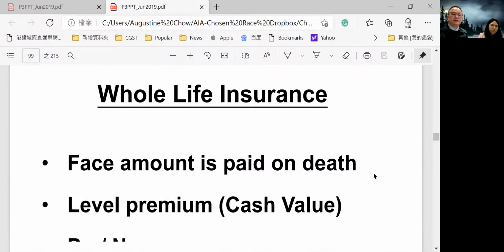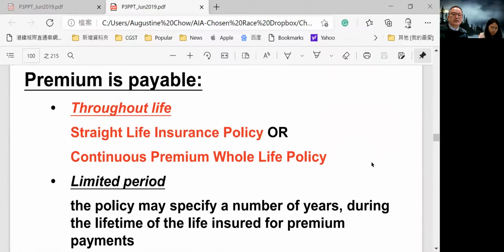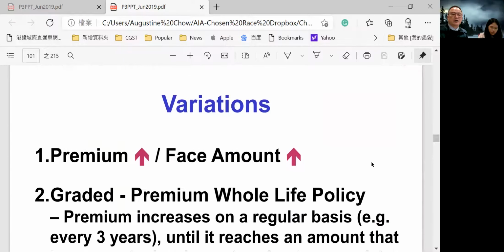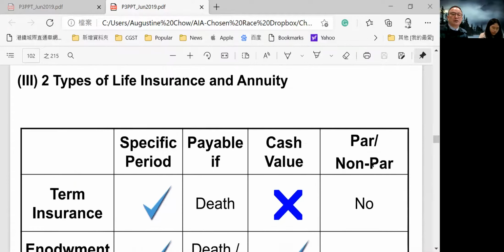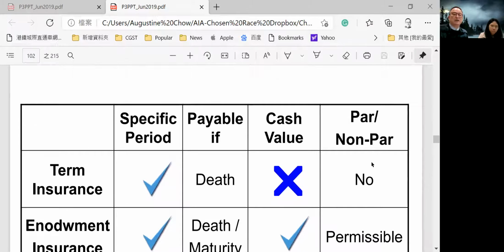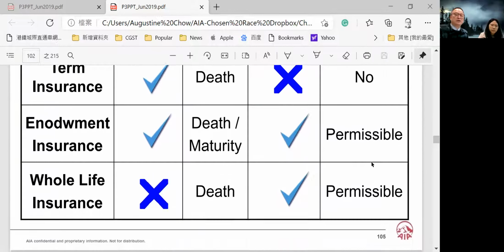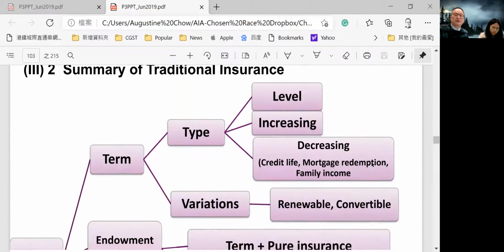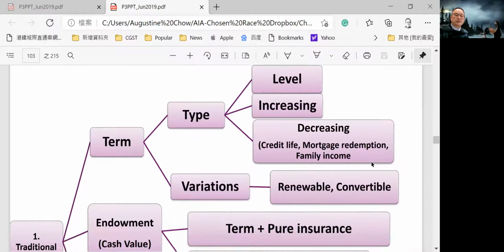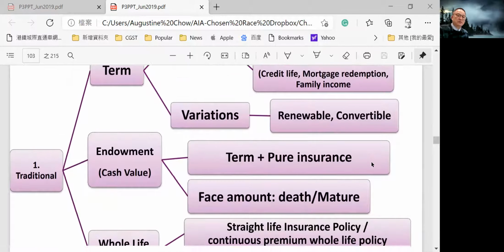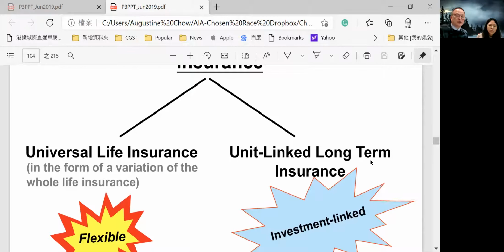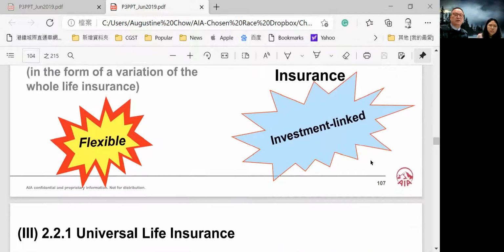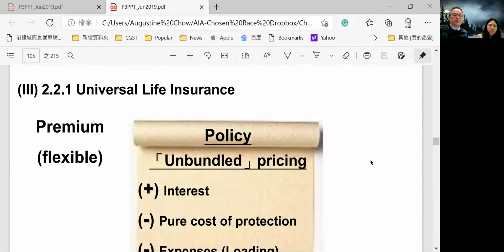Endowment, very easy. Whole life, very easy. Premium is paid for whole life. It could be a fixed amount, it could be a fixed number of years. Annuity could be a term, it could be endowment tied to your whole life. Traditional insurance we call term, endowment and whole life. Non-traditional needs some time to explain: universal life and unit link.